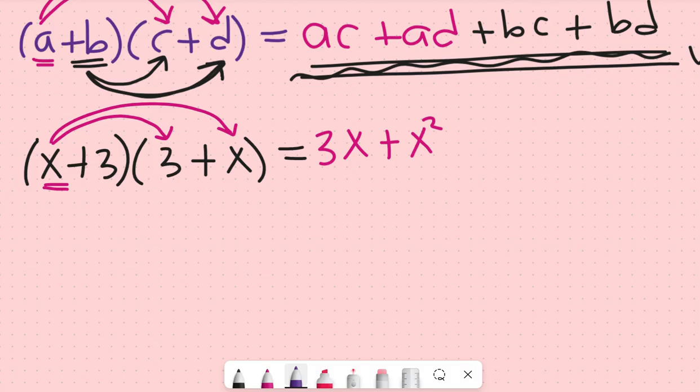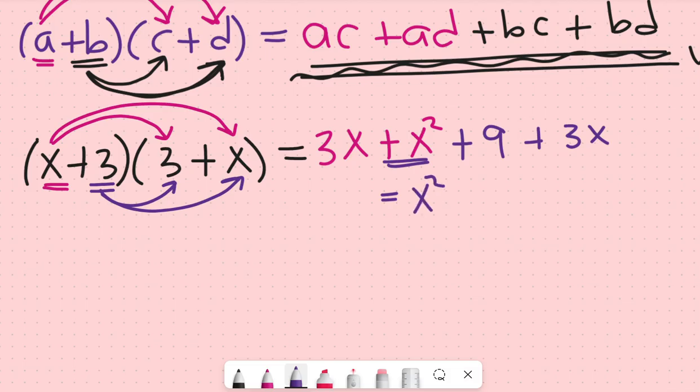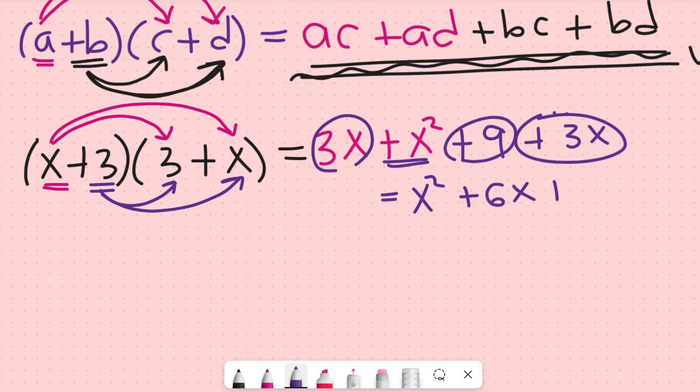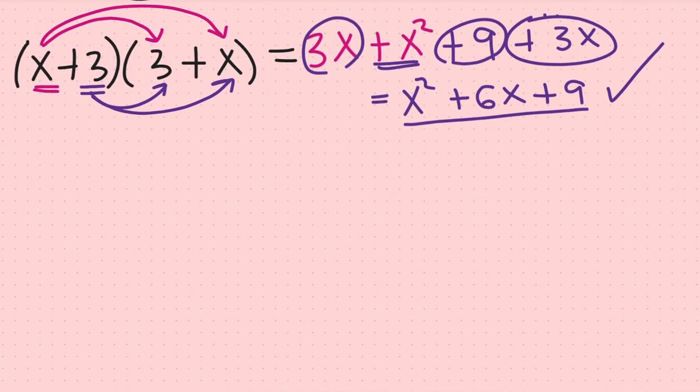Excellent. We do it again, this time with 3. 3 times 3 will be 9, and 3 times x will be another 3x. Good. Do we have any like terms over here? There is only one x squared. Here we have 3x and there is another 3x, so altogether we have 6 of them. And there is only one 9. That's it. This is our answer in final simplest form. Good. I hope that this is clear.